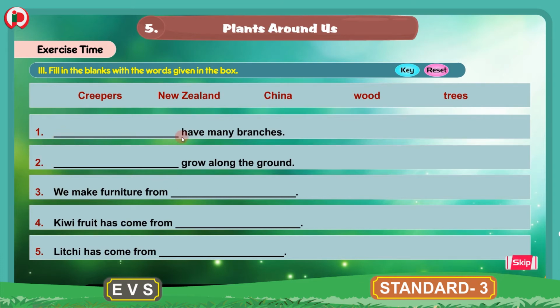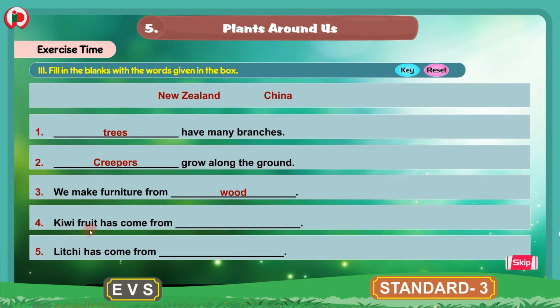1. Dash have many branches. And the answer for this is trees. Trees have many branches. 2. Dash grow along the ground. And the answer for this is creepers. We will write here creepers. Creepers grow along the ground. 3. We make furniture from dash. And the answer for this blank is wood. We make furniture from wood.